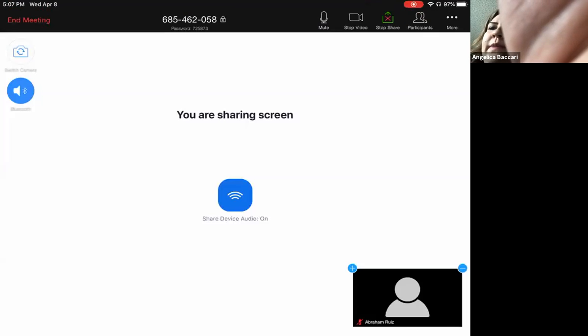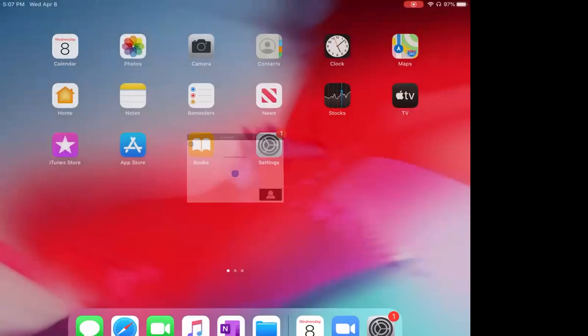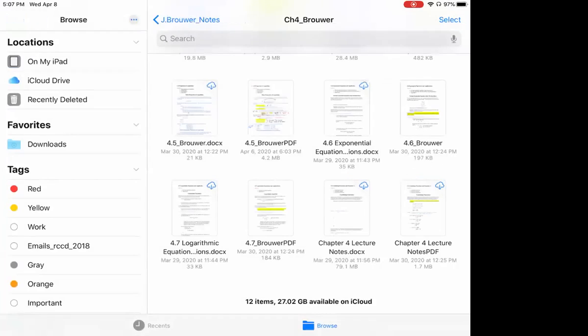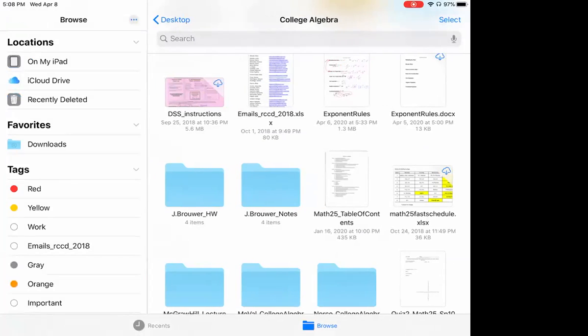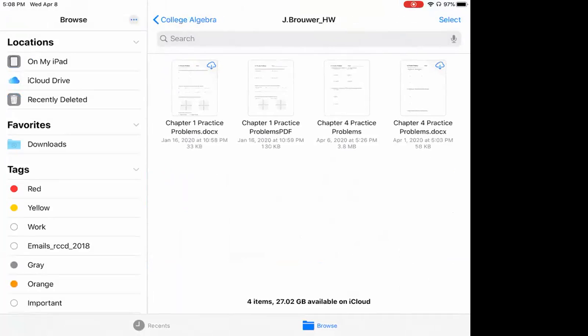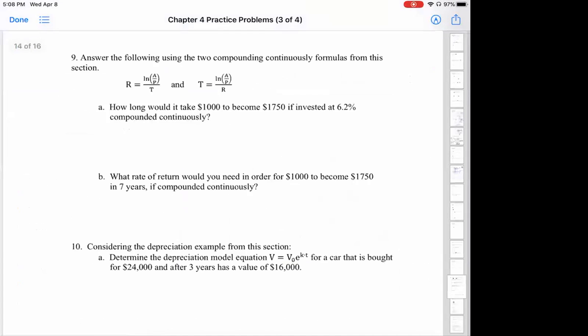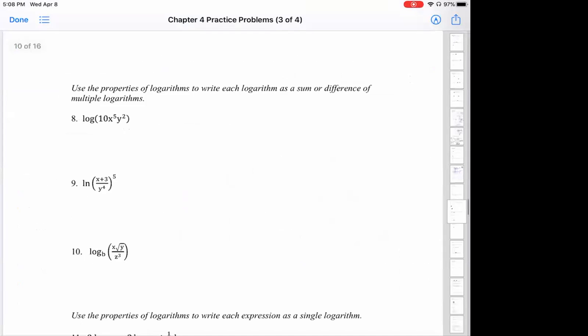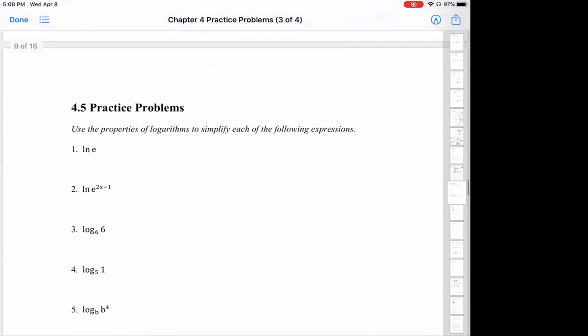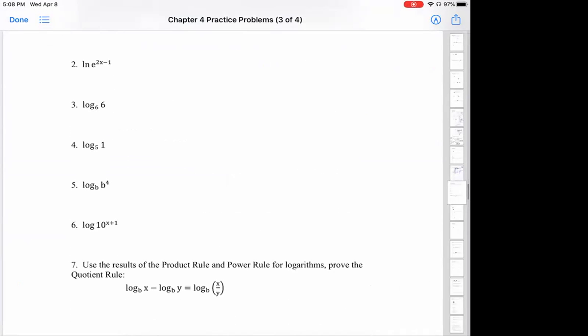Let me go ahead and share my screen. Can you hear me? Yes, okay, great. Let me go ahead and share my screen. So let me jump to your homework. We're looking at 4.5. Here you go, 4.5, the lowest number is 7, so let's take a look at 7.